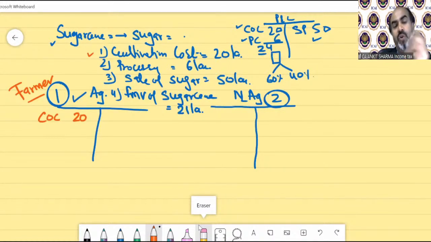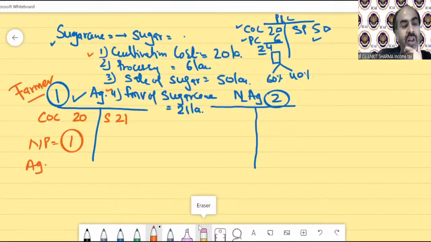Processing cost of sugarcane to produce sugar, does it belong to me? Because if I'm a farmer, no, it does not belong to me. I'll skip it. Sale of sugar, do I sell the sugar? No, I told you, assume you are a farmer. So I do not know what is the meaning of sugar, skip it. Yes, FMV of sugarcane I have to take. If I sell this sugarcane in the market, then I will have the sale price of 21 lakh. So my net profit will be 1 lakh. That is my income from agricultural activities.